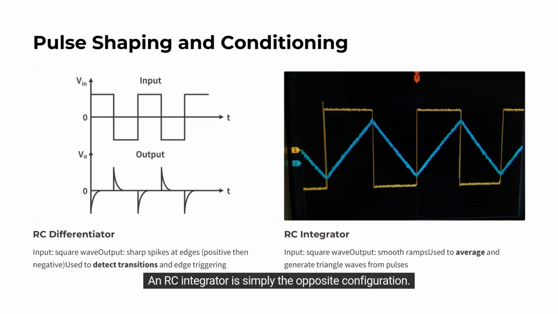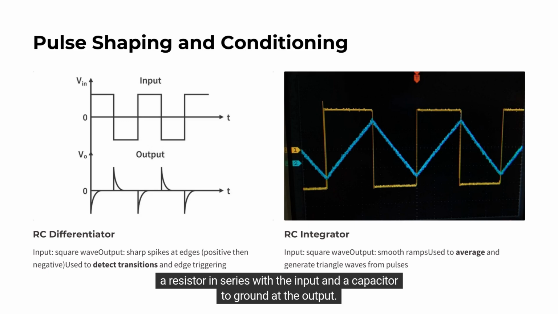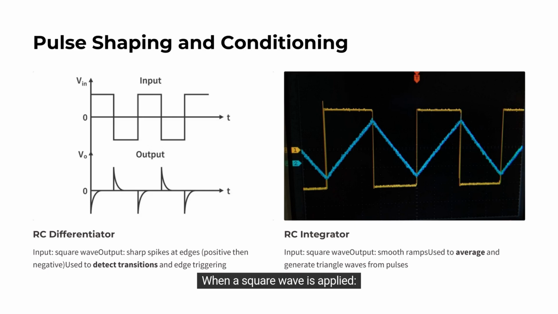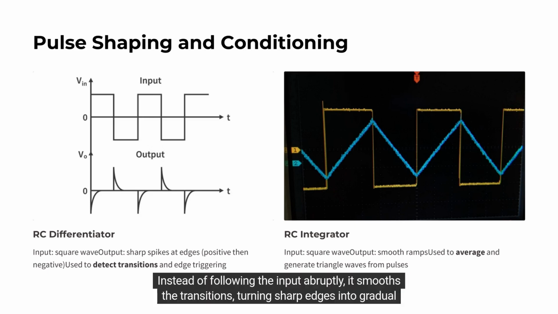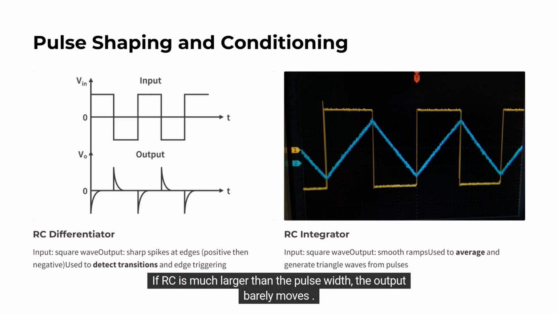An RC integrator is simply the opposite configuration: a resistor in series with the input and a capacitor to ground at the output. Here, the capacitor accumulates charge over time, effectively averaging the input signal. When a square wave is applied, the capacitor voltage can't change instantly. It takes time to charge or discharge. Instead of following the input abruptly, it smooths the transitions, turning sharp edges into gradual slopes. If RC is much larger than the pulse width, the output barely moves.